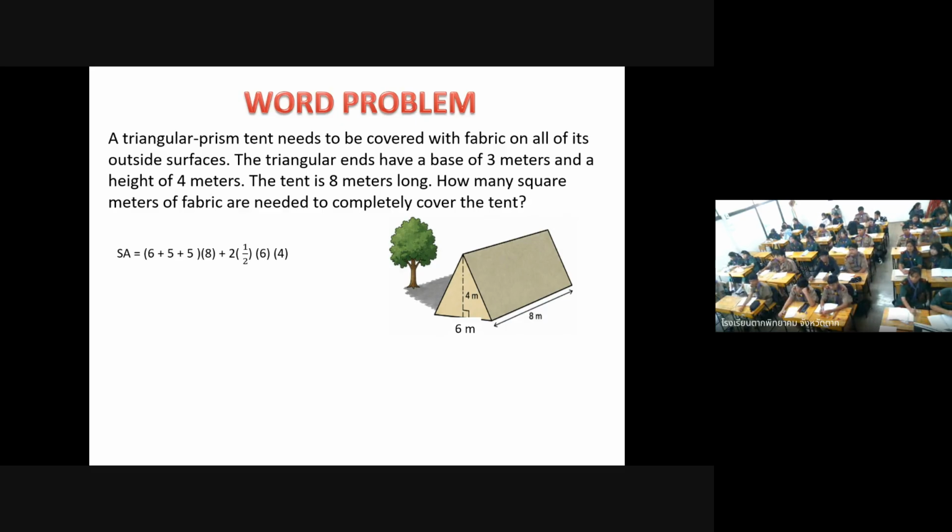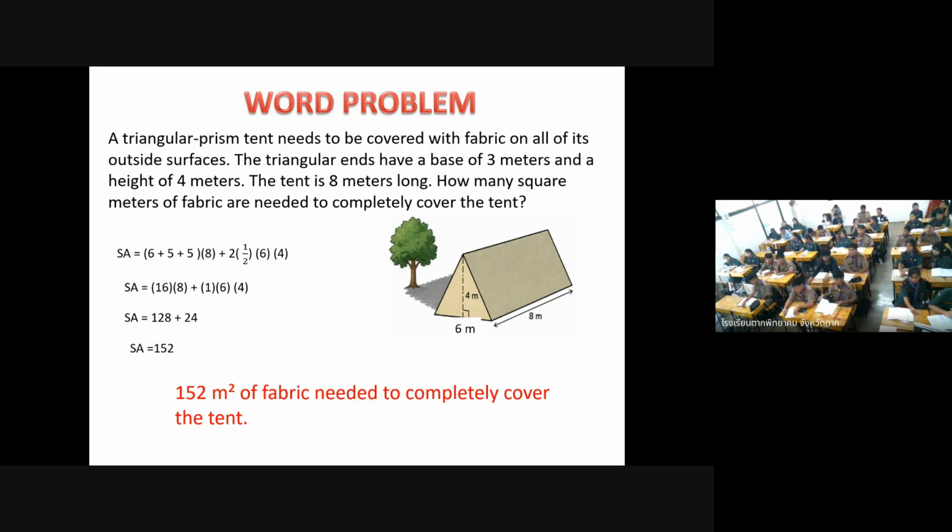As you can see, based on the surface area, we just get the perimeter of this: 5, 5, 6, and multiply by the length. And the base area, which is multiplied by 2, so 1/2 base times height. So solve everything and we can have this. Understand? Sure?